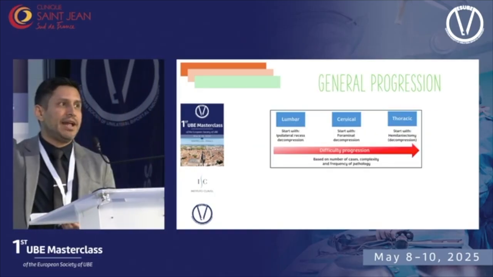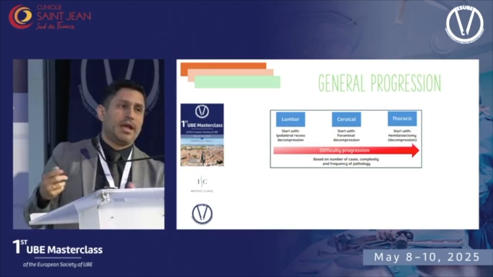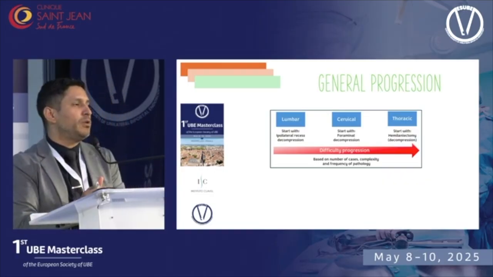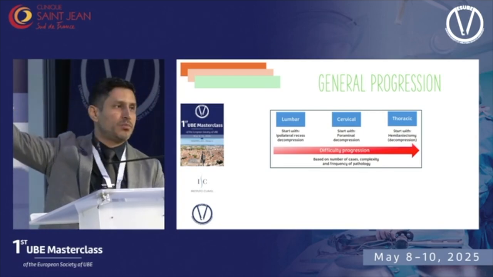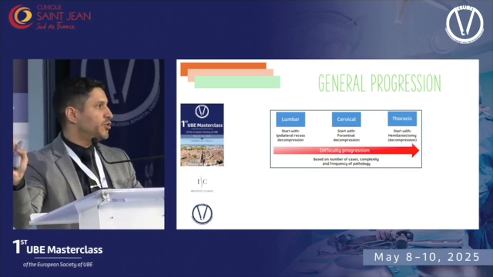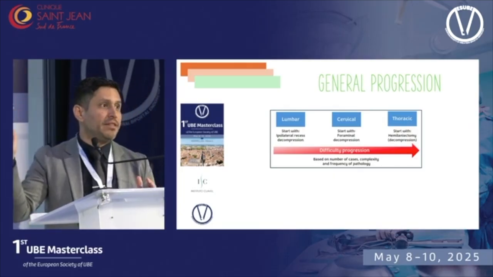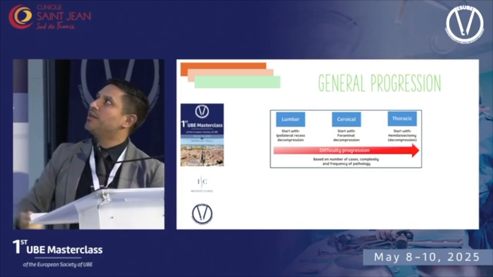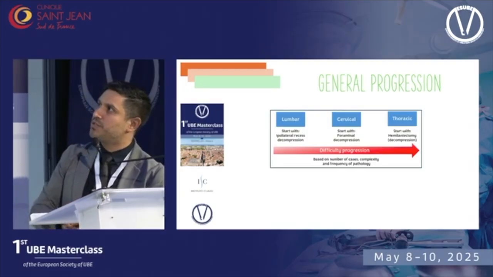So this is the ideal difficulty progression to start doing UBE. Lumbar, and in our opinion, you should start with the simplest operation in the lumbar region, that is ipsilateral recess decompression, the first surgery. Then you go with cervical, starting with foraminal decompression, and then, with more experience, thoracic, where you can start doing hemilaminectomy even before transforaminal approaches.